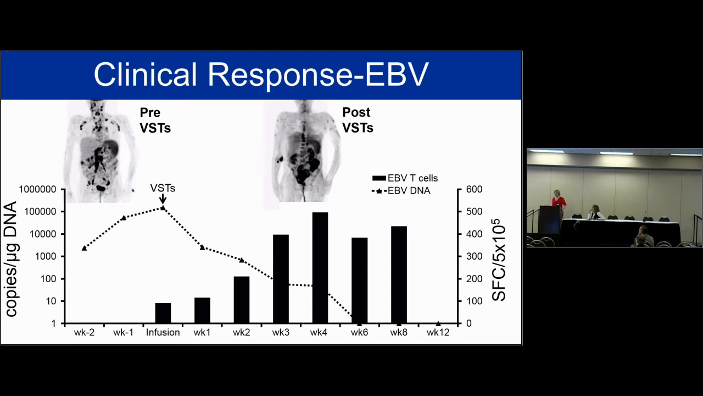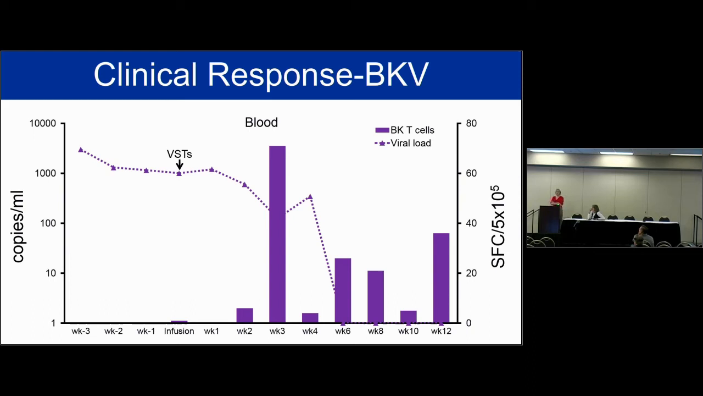And finally, just one last example for this clinical trial. Here's a patient who was treated for BK virus. So this is a patient who also had tissue disease, BK hemorrhagic cystitis.